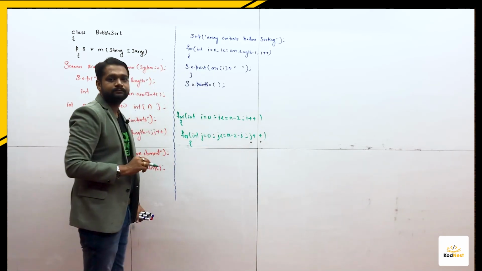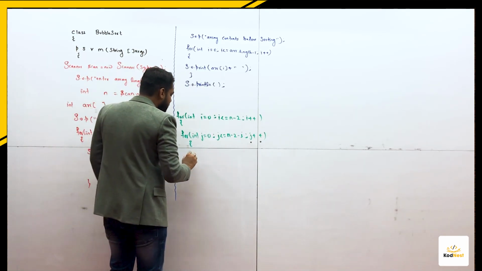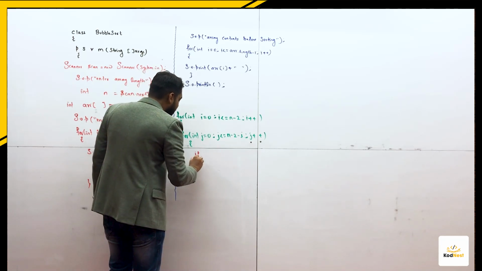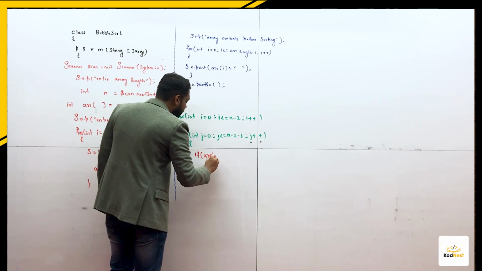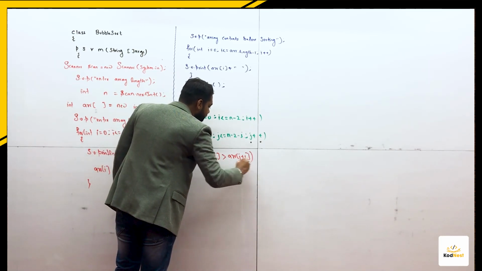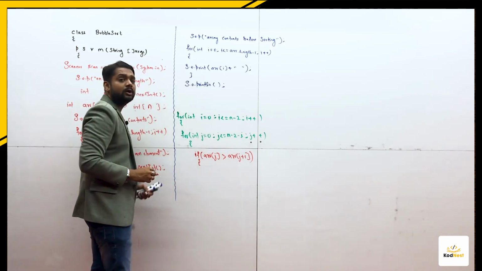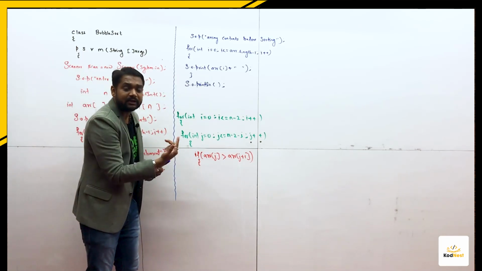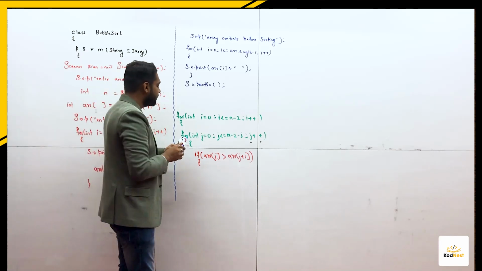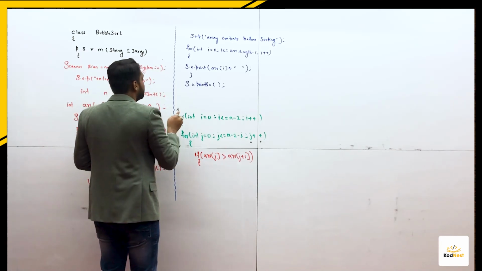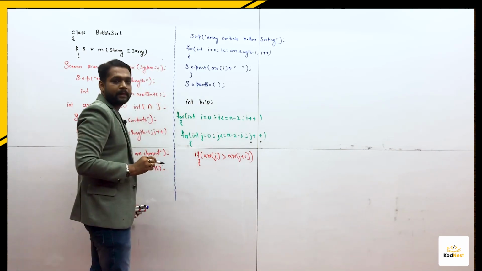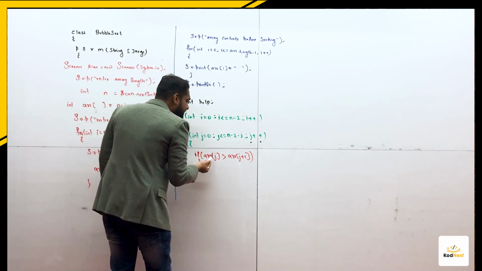Every time, just check if array[j] is greater than array[j+1]. If it is greater, what do you have to do? You have to swap array[j] and array[j+1]. If you want to swap, you need the help of a third variable. Let that third variable be the helping variable. Now you have to swap array[j] and array[j+1].